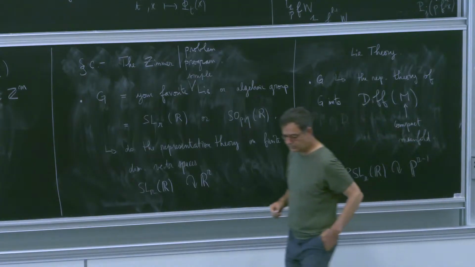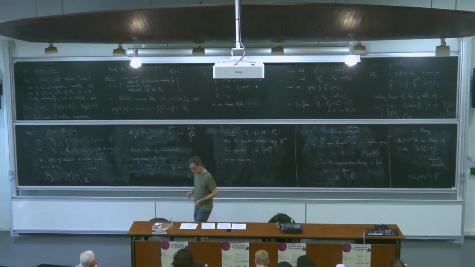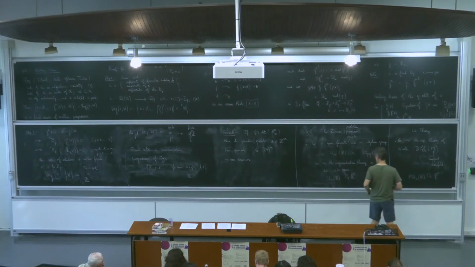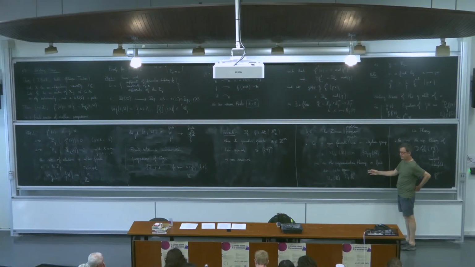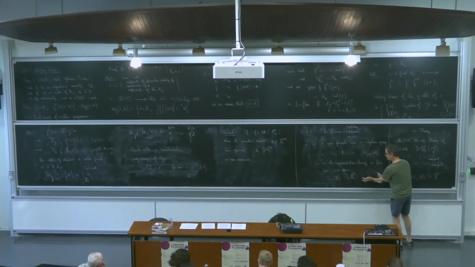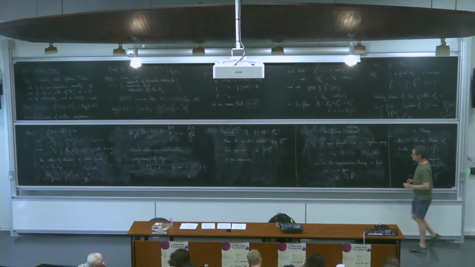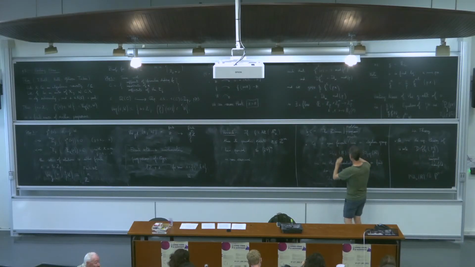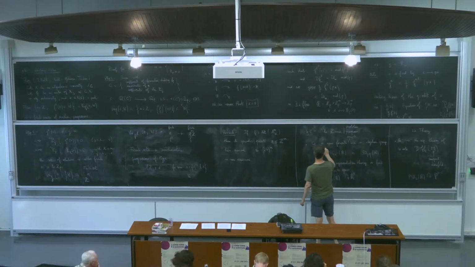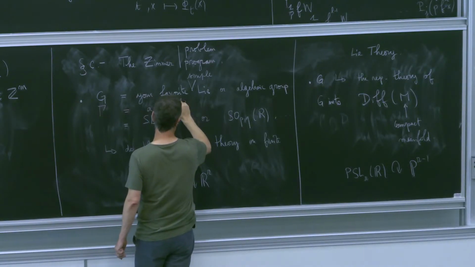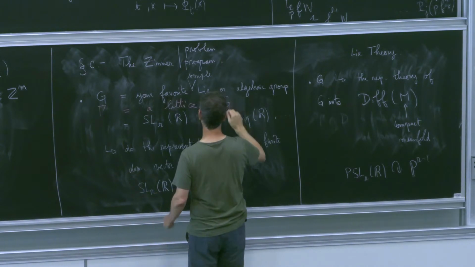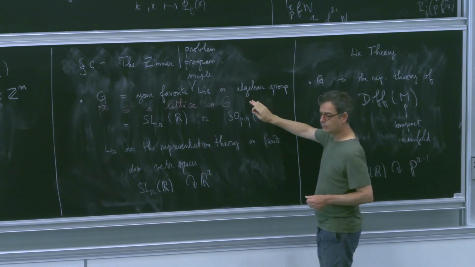And what is the Zimmer program? You try to do the same thing for groups which are not Lie groups, but for which you understand correctly the representation theory, and try to compare what happens for linear representations to what happens for actions by diffeomorphisms on compact manifolds. And a typical example, and this is what Zimmer suggested, is now you replace G by gamma, a lattice in your Lie group. So a lattice in your favorite simple Lie group.